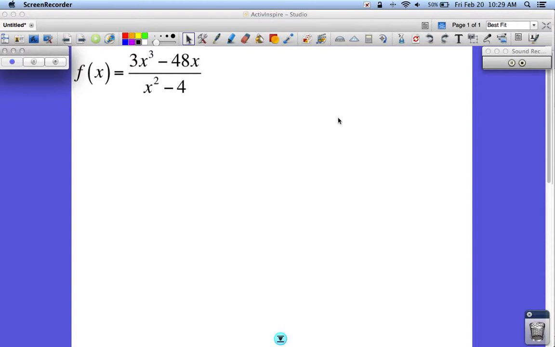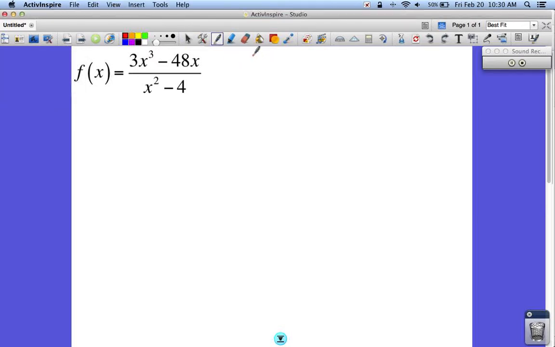Okay, we are going to look at an example here of curve sketching. Now this one's probably a little more difficult than one you would see on a test or quiz. It's got a couple different situations in it that make it a little more difficult, maybe specifically the slant asymptote. We'll get to that in a little bit here.